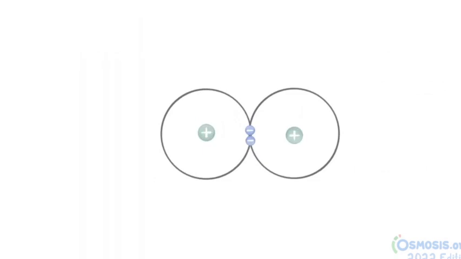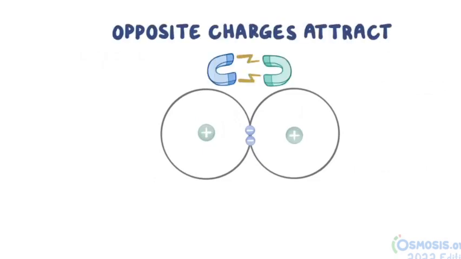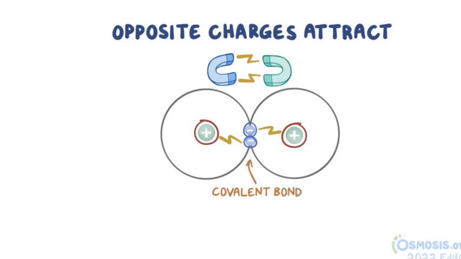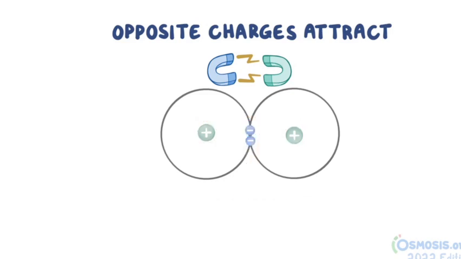Now, in our hydrogen molecule, opposite charges attract. So the 1 electron from the hydrogen atom on the left is attracted to the positively charged nucleus of the hydrogen atom on the right. At the same time, the negatively charged electron from the hydrogen on the right is attracted to the positively charged nucleus of the hydrogen on the left. So a mutual attractive force holds together the 2 atoms in the covalent bond. At the same time, like charges repel, which keeps the 2 positively charged nuclei from getting any closer together.